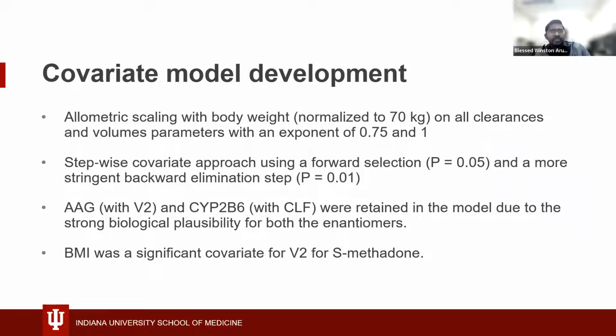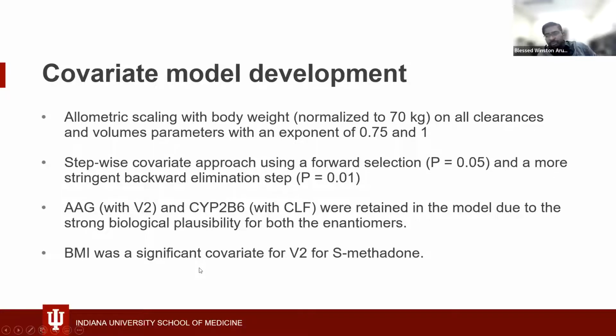And once that was done, we did allometric weight scaling on all clearances. We used fixed exponents of 0.75 and 1. We did not estimate the exponents. We just used the fixed exponents. And for covariate selection, we did a stepwise covariate approach, with a forward selection and a more stringent backward elimination. At the end of covariate selection, we had AAG on volume of distribution and CYP2B6 as a covariate on CL/F.